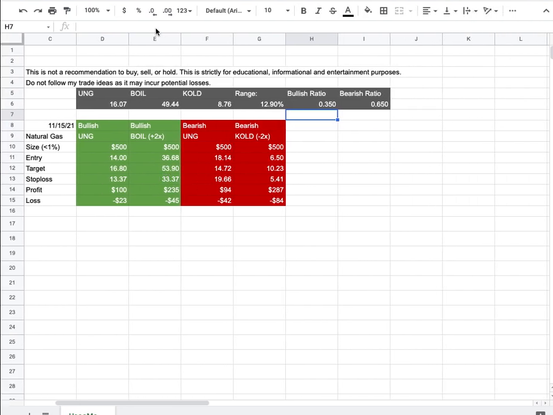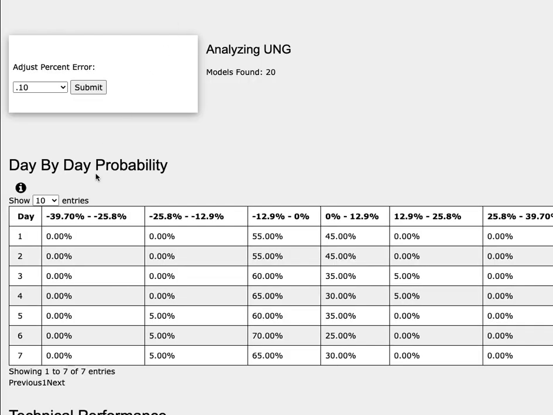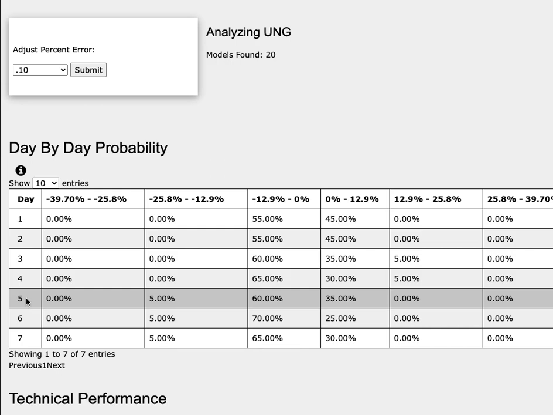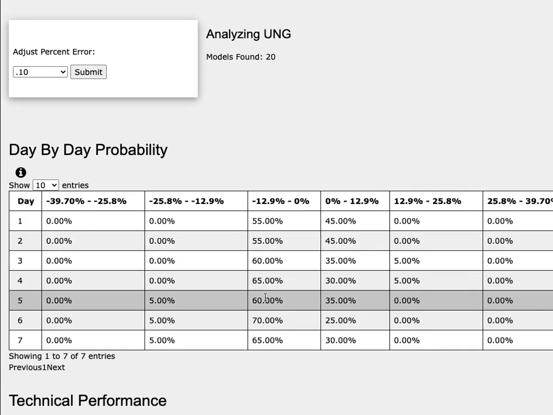So how did I develop these trade ideas? It all comes from the day-by-day probability model. As we progress to the 5th day or week of trading, natural gas has a 35% chance to climb between 0 to 13%. To the downside has a 60% chance to fall between 0 to negative 13%, and a 5% chance to fall between negative 13 to negative 26%.